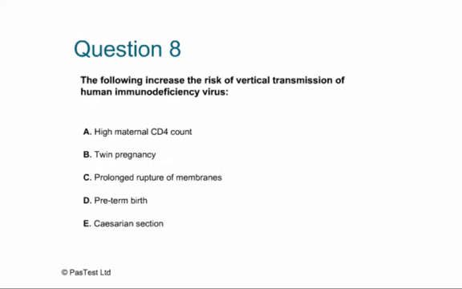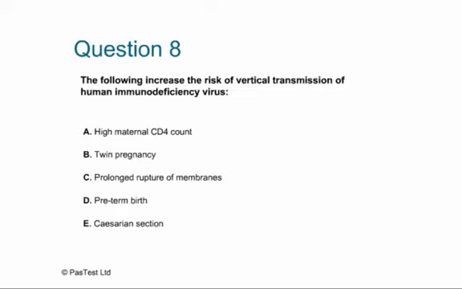Question 8. The following increase the risk of vertical transmission of the human immunodeficiency virus? A. A high maternal CD4 count. B. Twin pregnancy. C. Prolonged rupture of membranes. D. Preterm birth. Or E. Caesarean section.